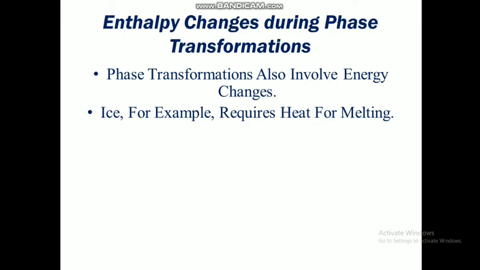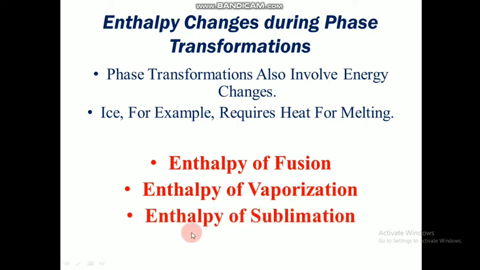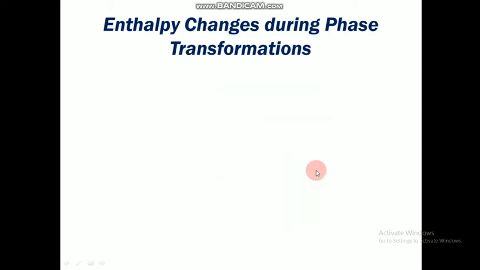We have classified it into three types. Enthalpy of fusion is when a solid is changed to liquid. Enthalpy of vaporization is when a liquid changes to the gaseous state. And enthalpy of sublimation is a different case, when a solid directly changes to gas. So these are the three conditions in which we have to measure the enthalpy change. First we will deal with enthalpy of fusion.